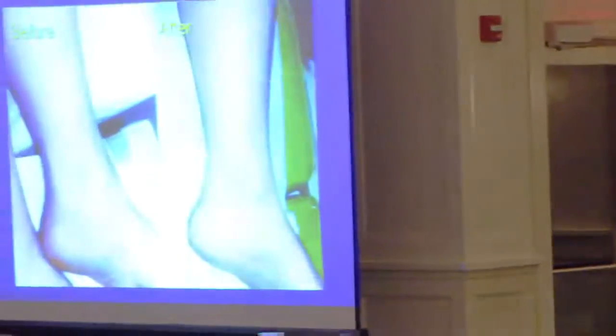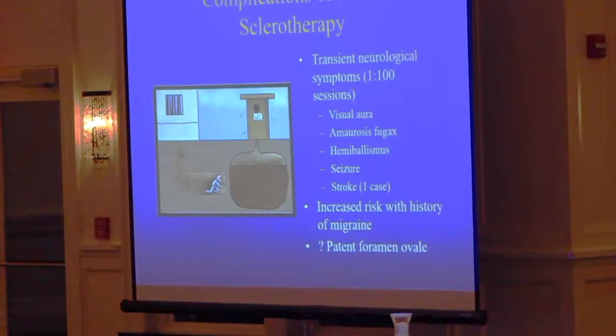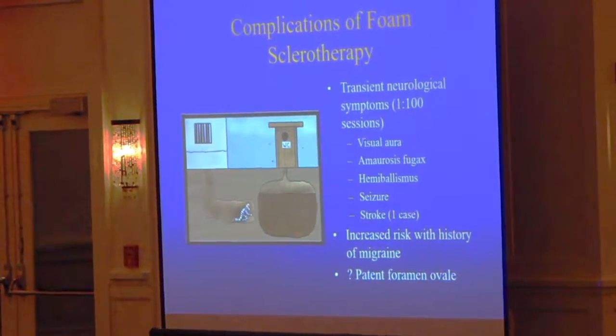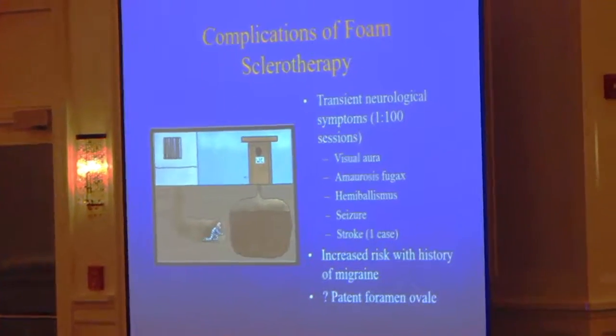Can you skip one more ahead? There are some scary issues with foam sclerotherapy. If people have a history of migraines, you'll sometimes see transient neurologic symptoms. They are absolutely contraindicated from having foam sclerosant used. We've seen it twice. It's probably associated with a patent foramen ovale.